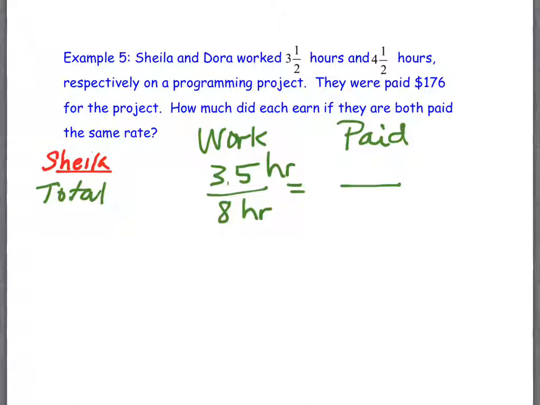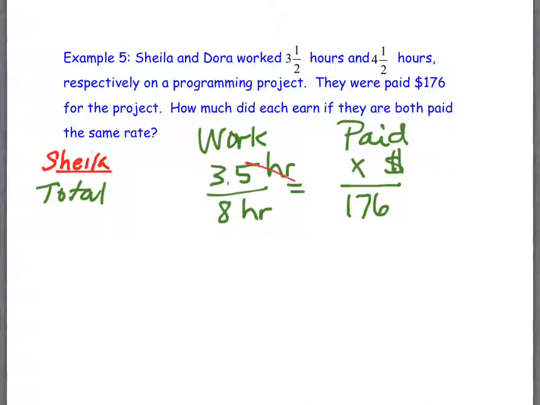We still don't know how much Sheila got paid total, but we do know how much they got paid total together. Together they got 176. So setting this up is a little bit more complicated because it doesn't really look like in the problem that I should be comparing Sheila to a total amount. Sheila to Dora is a much more natural comparison. But this comparison, by making Sheila compared to the total, gives a nicer proportion to work with.